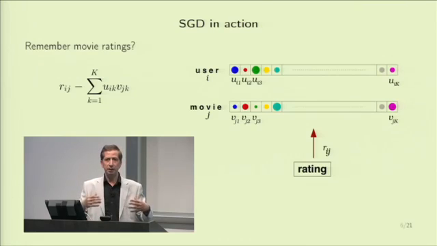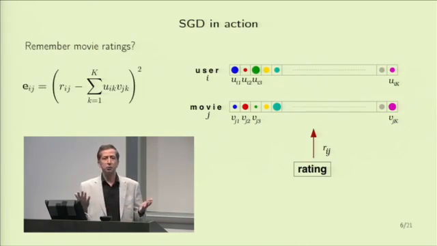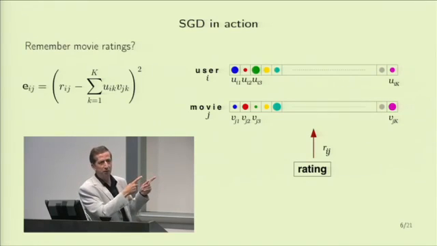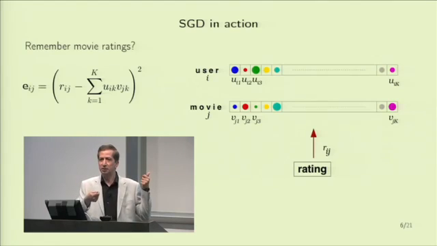And now your idea is, how do I make these guys close to the ratings in the training set? Hopefully that they will generalize. And the way you do it is you define an error on that particular rating, which is the difference between the actual rating and what the current factors suggest. So factors now are your parameters, and you are trying to find the value for the parameters that minimize this.